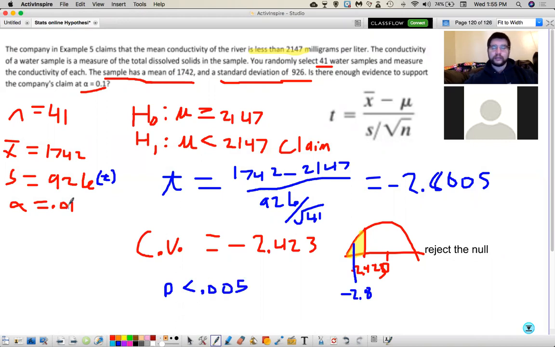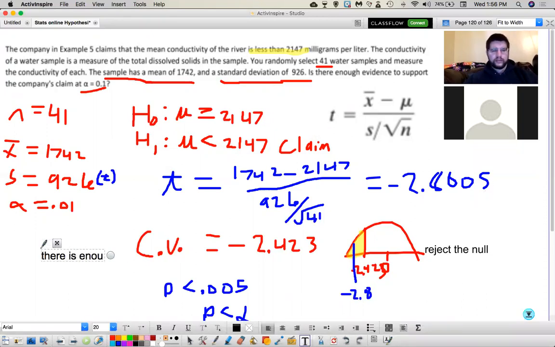So we can definitely say that's less than 0.01. So p is less than alpha. We reject the null. Again, TI users, you can see exactly what the p-value is. Okay, our claim was in the alternative. We rejected the null. We support the claim.